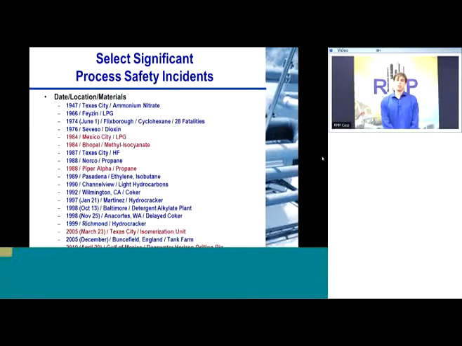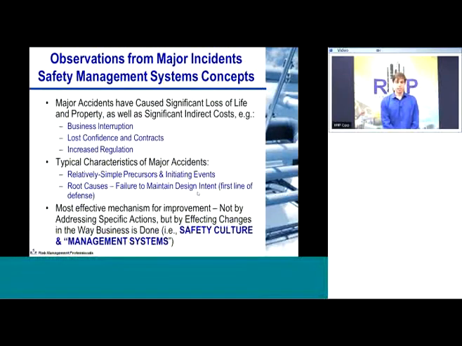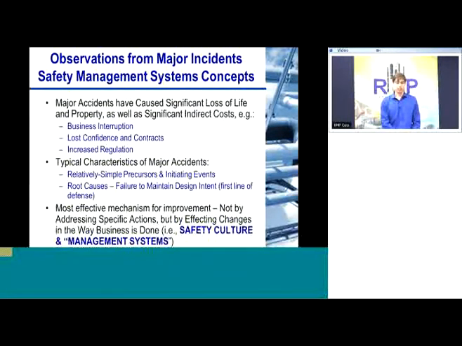So some general observations we can take from these process safety incidents is that all of these major accidents have caused significant loss of life, injuries, loss of property, and on top of that, they have indirect costs as well. These include loss of business, business interruption, and business downtime. Going hand in hand with that, there's lost company confidence or contracts, and also increased regulation.